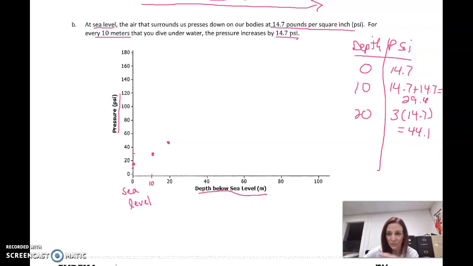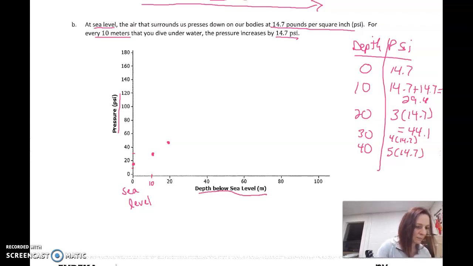So let's say I jump to 40. Okay. If I did 30, that would be 4 times 14.7. I'm really sorry, this is sloppy. So this is 5 times 14.7. You could have just kept adding it on, it'd be fine. But I want one more point. 73.5.